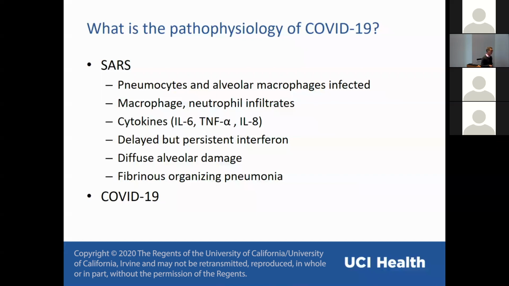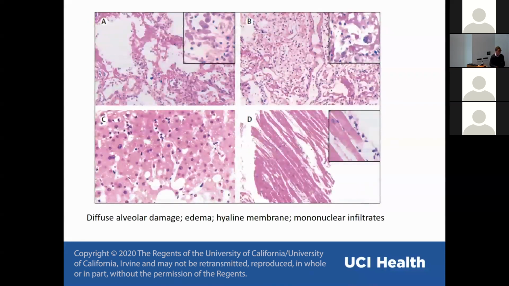Some of the damage is seen at the level of the alveoli, and eventually one winds up with an ARDS and a fibrinous organizing pneumonia. And I was able to find at least one paper just out showing some of the pathological features of COVID-19. This was fortunately an autopsy case. And what you see is diffuse alveolar damage, similar to what you would see with SARS. There's edema, there's hyaline membrane formation, as you can see in ARDS, and mononuclear infiltrates.